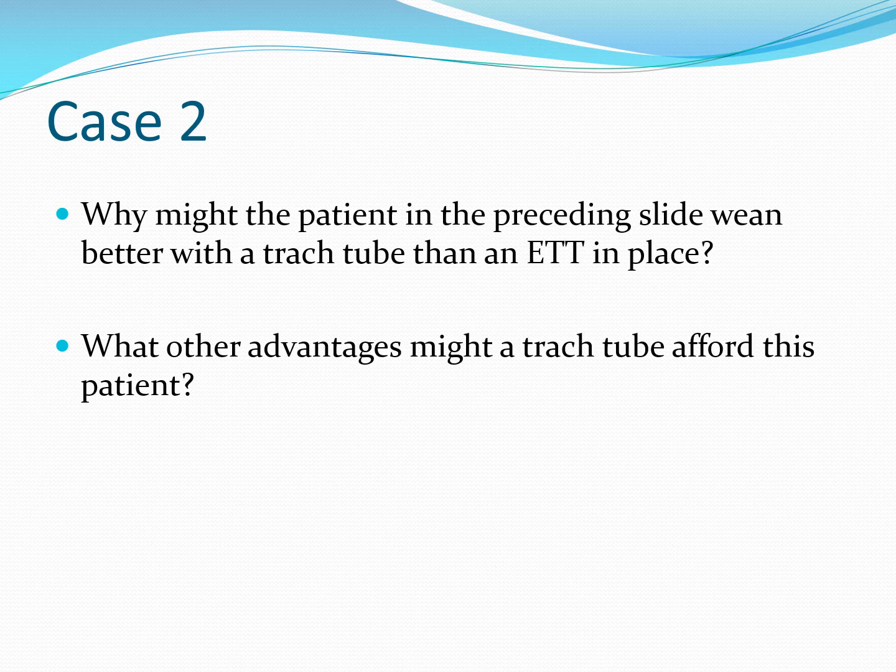So it has to do with the resistance that's imposed on the patient by the artificial airway, with less resistance being imposed by a trach tube versus an endotracheal tube. But it has to do with some other factors as well. And then what other advantages might the trach tube afford this patient?